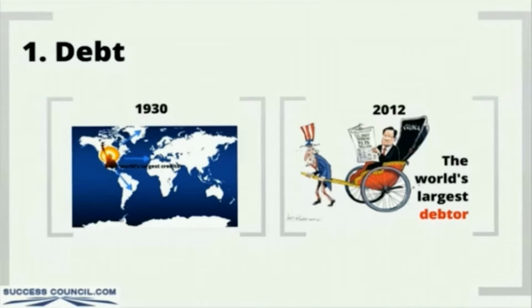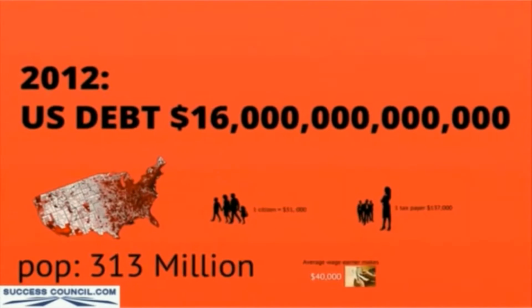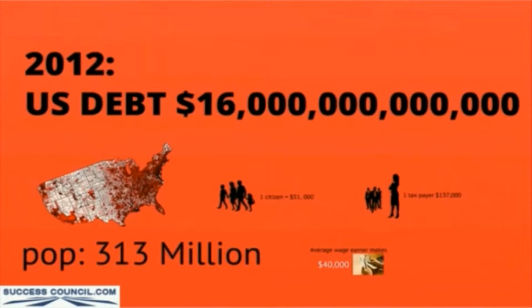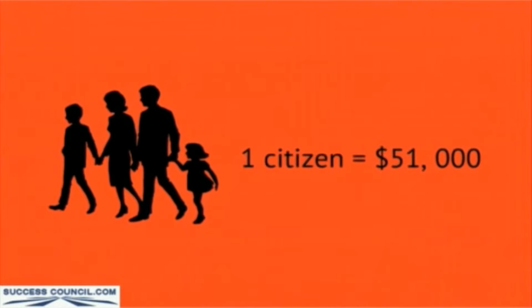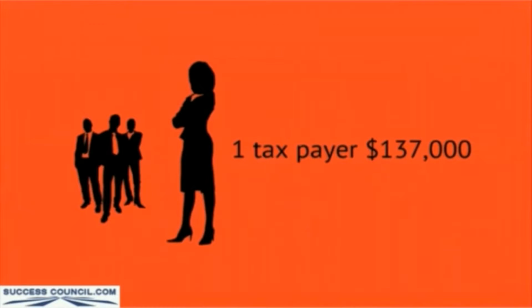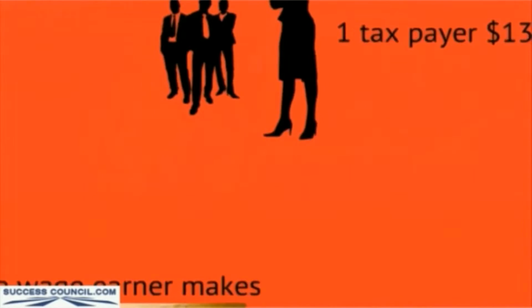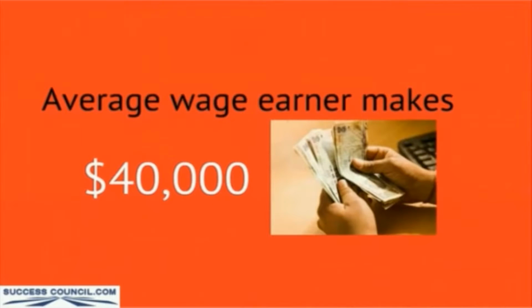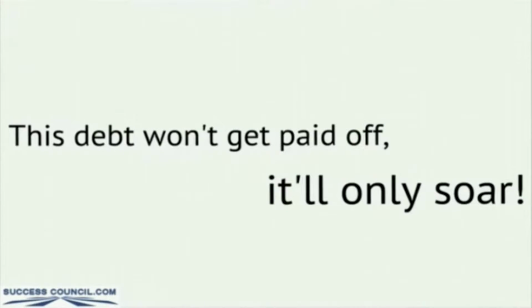In fact, as of 2012, the U.S. national debt was $16 trillion. The estimated population of the United States is 313 million. So each citizen's share of the debt is $51,000. If you take out the elderly, children, and the unemployed, each taxpayer's share of the debt is nearly $137,000. But the average wage earner in the U.S. earns just $40,000. However, just in case you thought that debt could be paid off, you should know it's actually going to soar. And here's why.